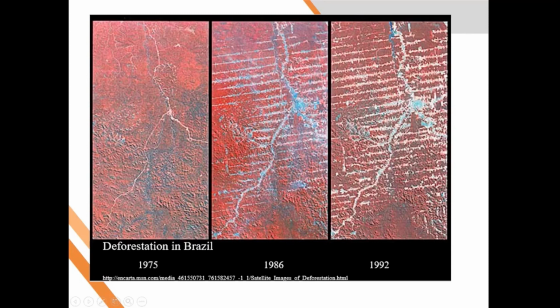So with remote sensing, you can study a given activity over a given period of time. This is called time series analysis, where you have different images at different time intervals and then you analyze them to get changes.